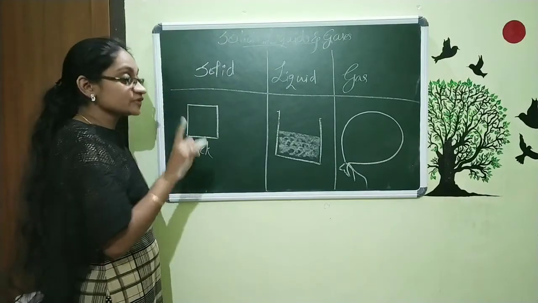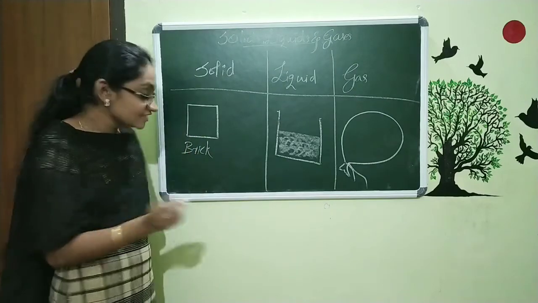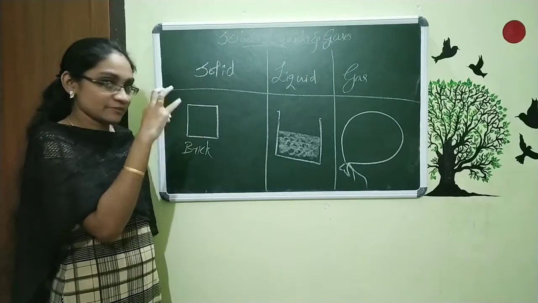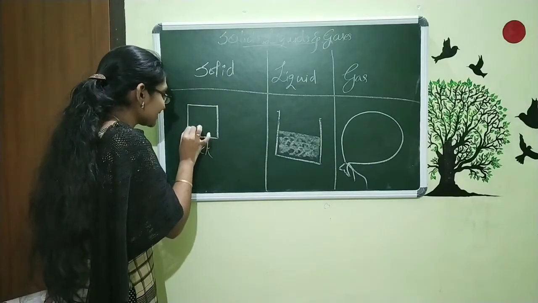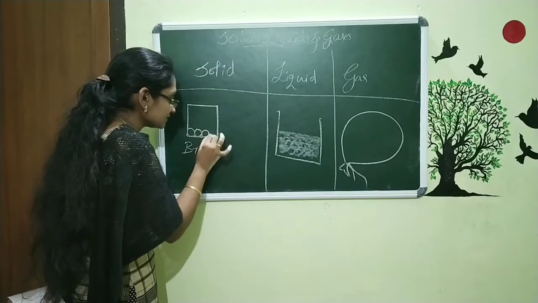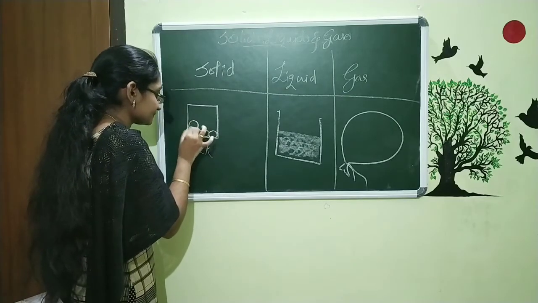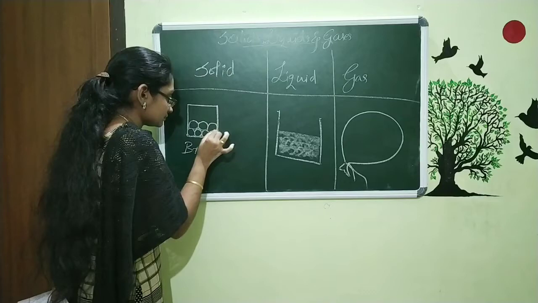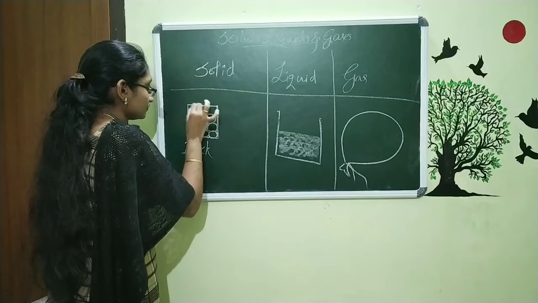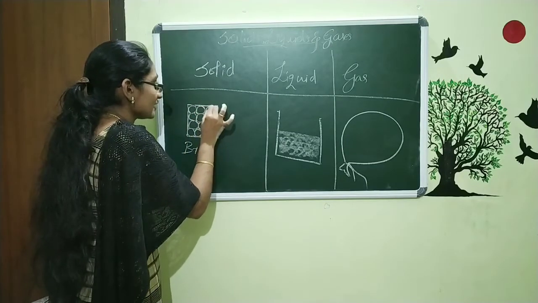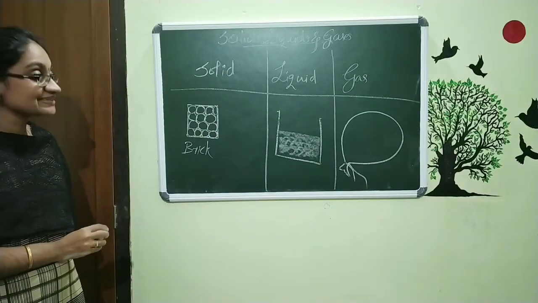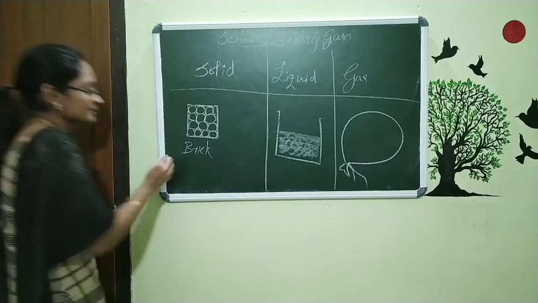Now, we are going to study the molecular arrangement within this solid. When we observe this using one microscope, you can see that the particles are arranged in such a manner. This is the molecular arrangement within the brick. That means they are very closely packed.